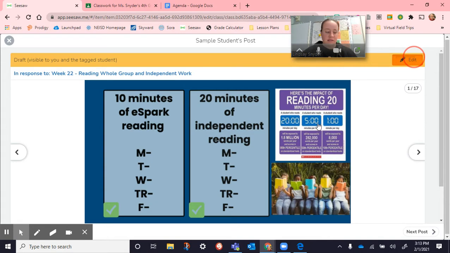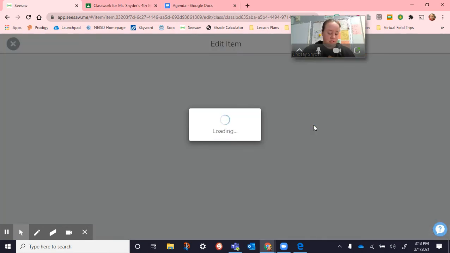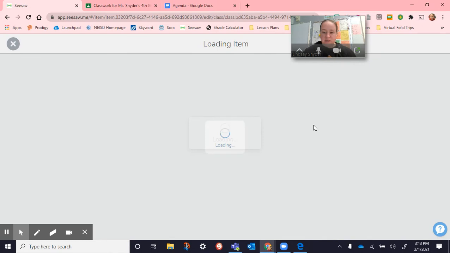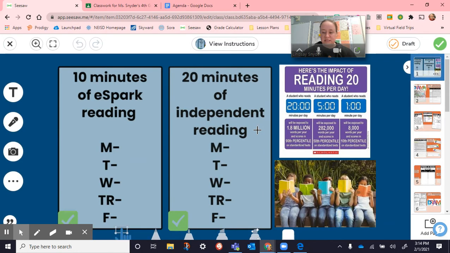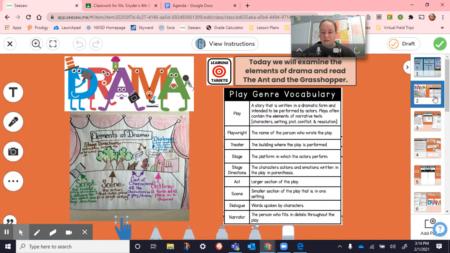Then this week we're getting into Reader's Theater, talking about drama. So today we talked about some of the elements of drama. So when we see a drama, these are the things that we can expect it to have. So we went over the vocabulary here and talked about that. And then we examined those elements within the story, The Ant and the Grasshopper.